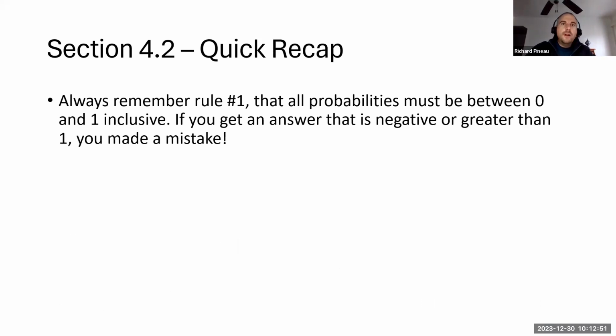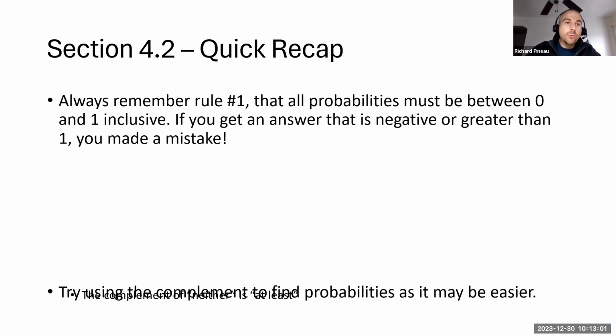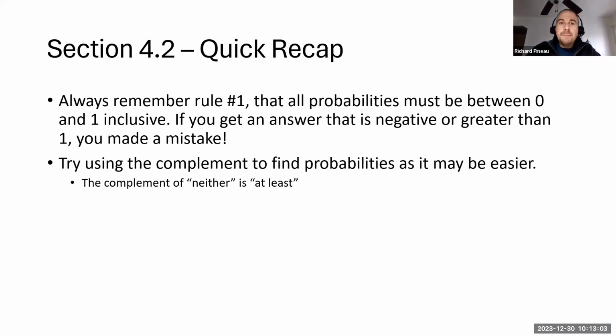All right, so a quick recap on section 4.2. Do make sure you remember rule number 1, that probabilities have to be between 0 and 1 inclusive. If you do get an answer that's negative or greater than 1, it means you made a mistake. Double check your work. Make sure you use the complement, okay, as it might make things a bit easier for you.